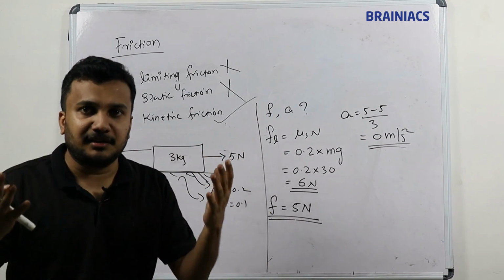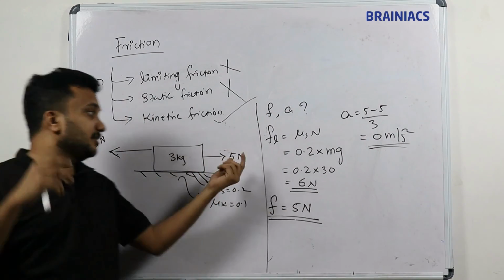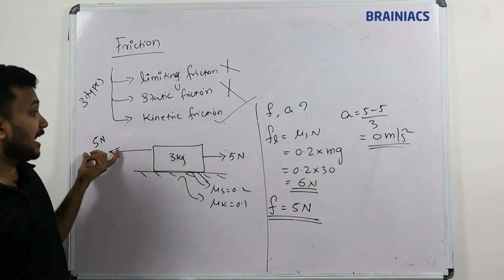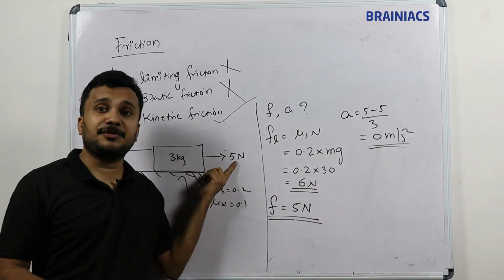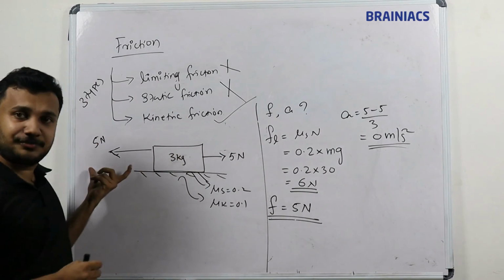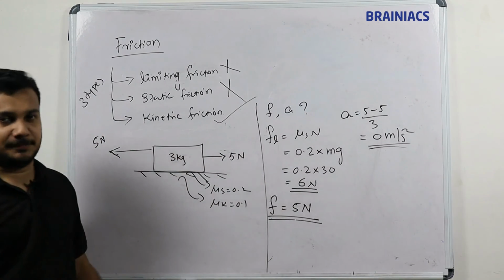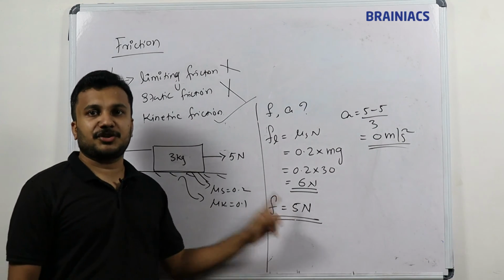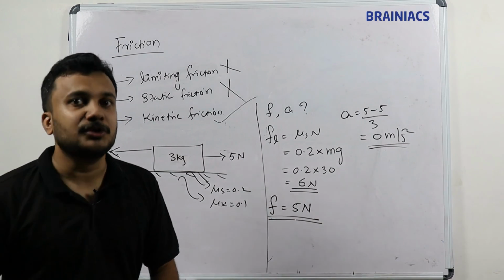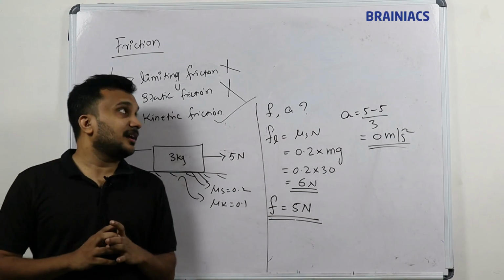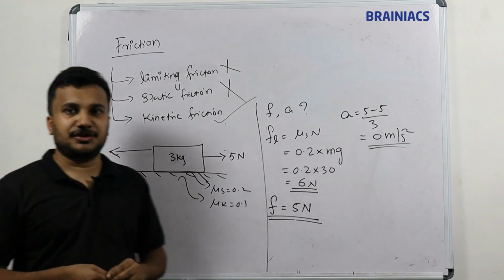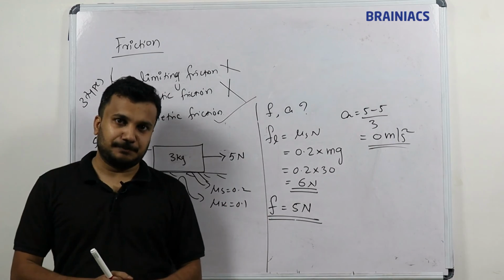If limiting friction is higher than the backward force, in this case limiting friction 6 Newton is greater than 5 Newton, then the opposing force is not 6 Newton, it is just 5 Newton. 5 Newton is called static friction. Here I am finding the static frictional force value because the block is not moving, so acceleration is equal to 0. Hope you understand the difference between limiting friction, static friction and kinetic friction.